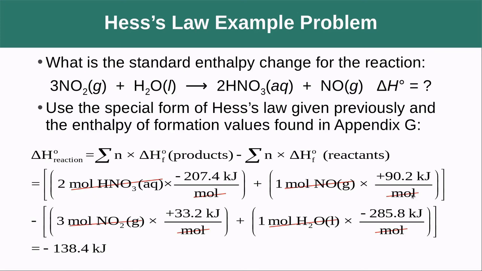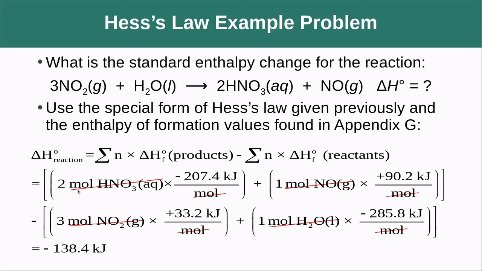Let's take a look at an example. What is the standard enthalpy change for the reaction when we have 3 nitrogen dioxides plus water as a liquid going to 2 nitric acids plus an NO gas? What is that going to be? So if we went to the table, what we would see is that we've got to start with our products, right? So we're starting on the right-hand side of this equation.